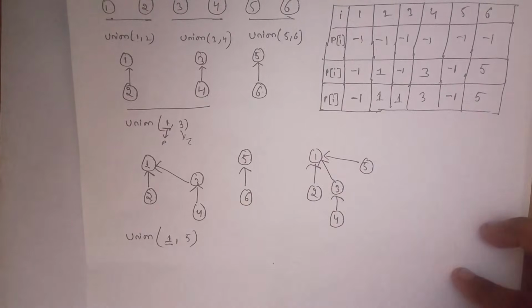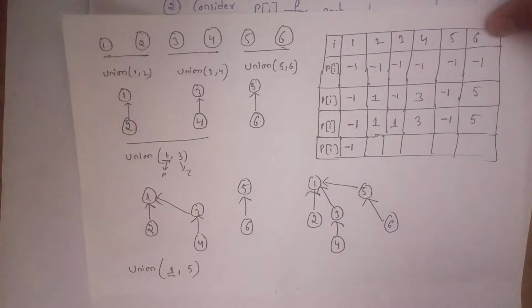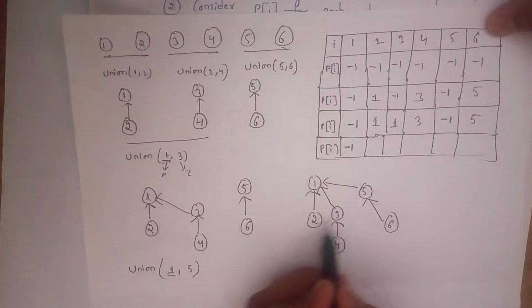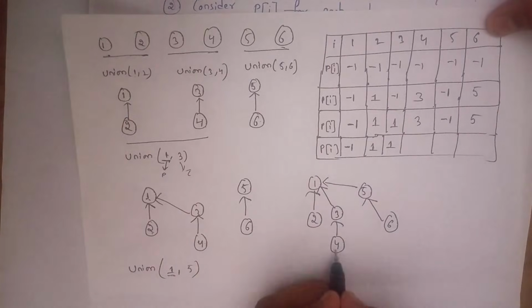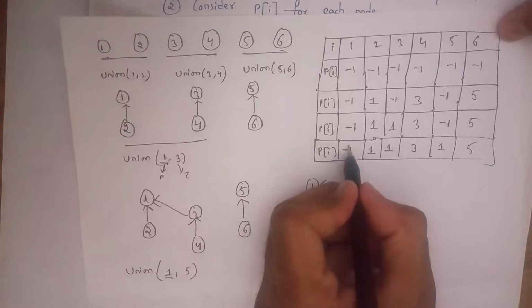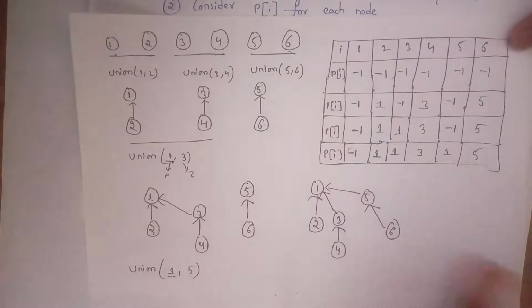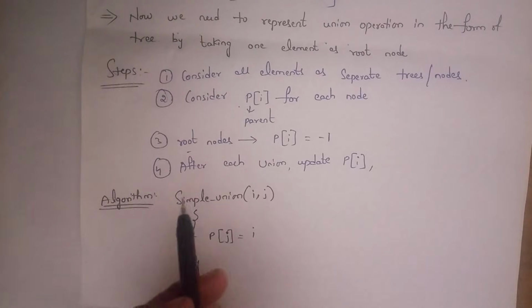This 5 is pointing to parent 1 and 6 parent is 5. Here root node is 1. So for 1 give -1, and similarly 2 parent is 1 and 3 parent is 1, 4 parent is 3 and 5 parent is 1 and 6 parent is 5. There is only single root node. So this is the tree after performing union operation. This is the algorithm for simple union operation.